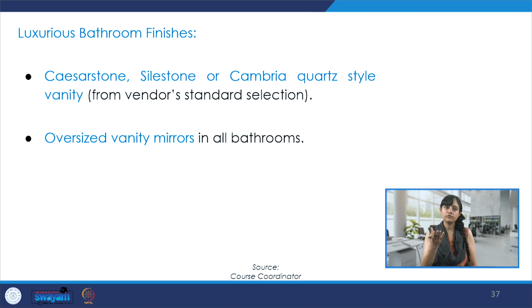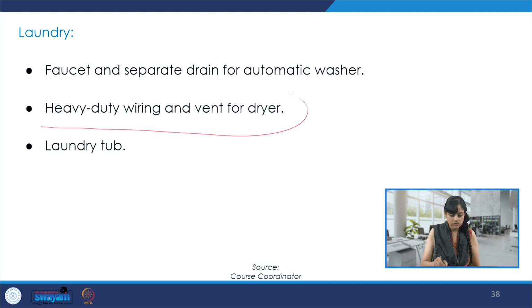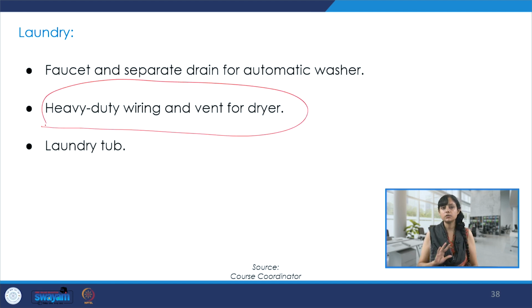There are some finishes that you see over here also in the case of the vanity. There are oversized vanity mirrors in all bathrooms, and they are very important and interesting finishes. Also we see in the laundry some interesting details, whether it's the tub or the faucet or even the heavy duty wiring and the vent for the dryer that we see, even that has a very interesting finish. So it requires a tremendous amount of detailing for a project like this.